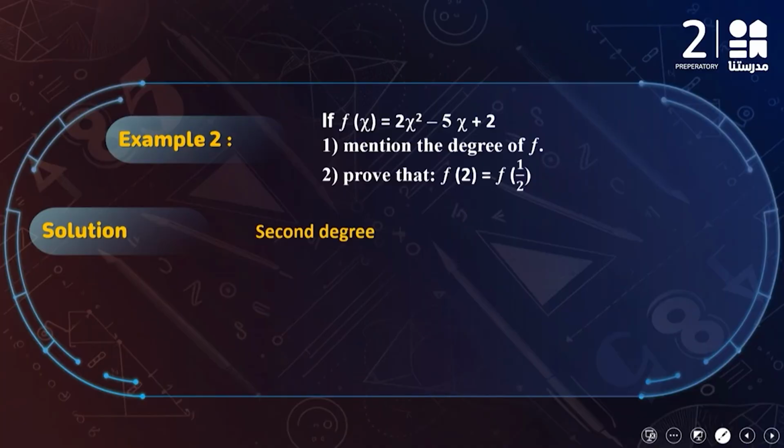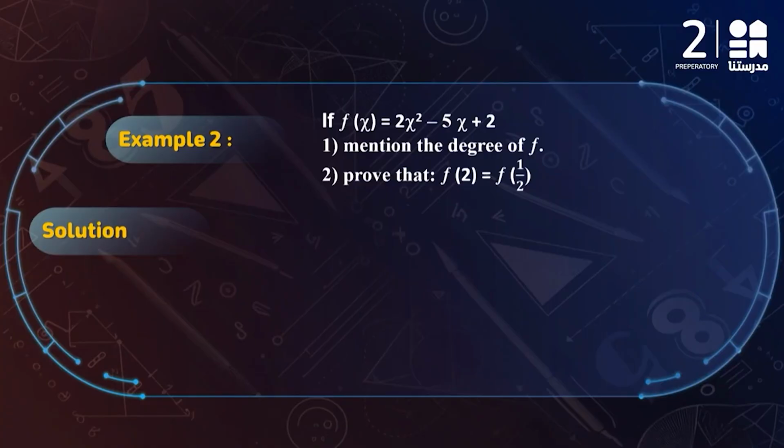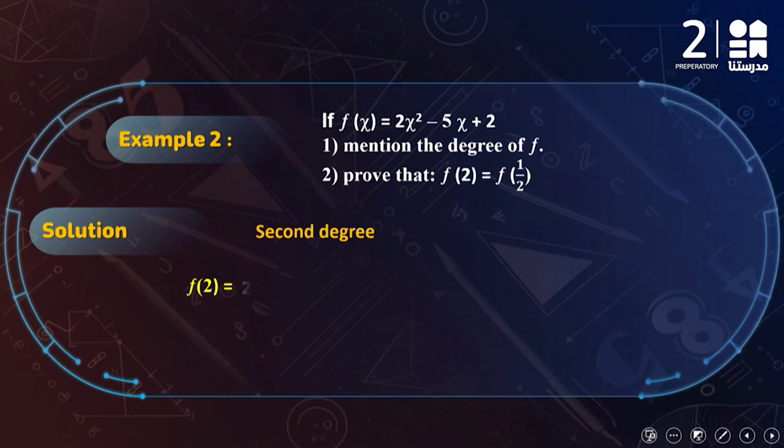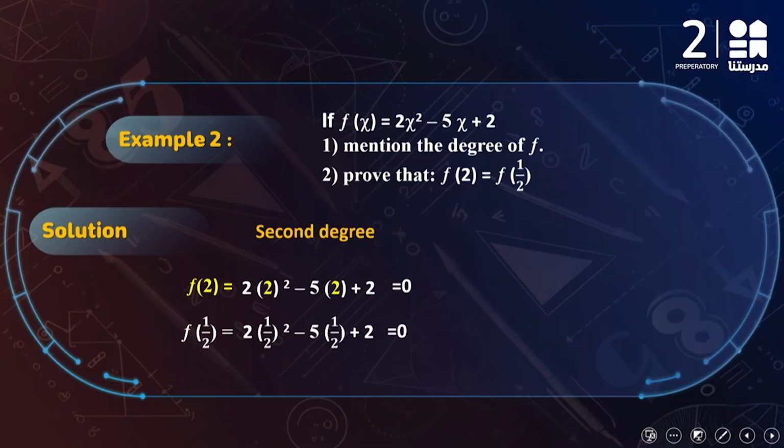This is the first part. Now he asks me to prove that f of 2 equals f of half. I will substitute with 2 in the rule of the function, putting 2 instead of x, and then find the value. f of 2 equals, instead of every x, we put 2, so the answer equals 0. Then we find f of half. Instead of every x in the rule, we put half, and the answer also equals 0. Now we can deduce that f of 2 equals f of half.